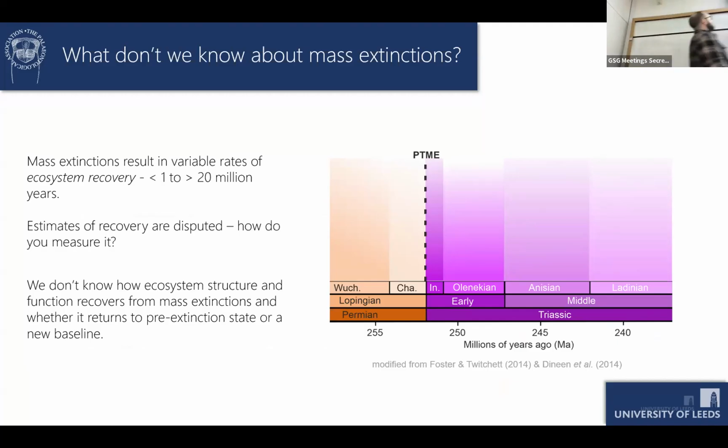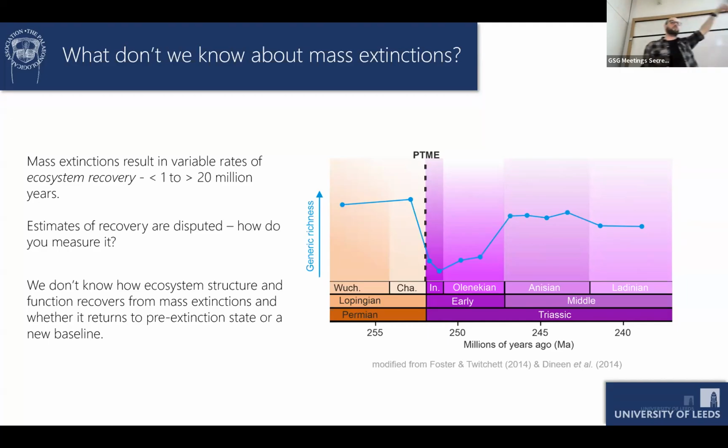So the other thing we're interested in is once that happens, how do our communities recover in the aftermath of mass extinctions? From what we know in the fossil record, it looks like mass extinctions result in variable rates of ecosystem recovery, anywhere from less than 1 million to over 20 million years, depending on the event or the environment that we're looking at. However, these estimates of recovery are disputed, and we don't really know how to measure it. An example here from the Permo-Triassic mass extinction: you get different patterns and rates of recovery if you look at different ways of measuring it.